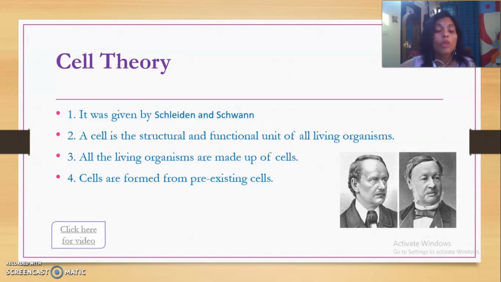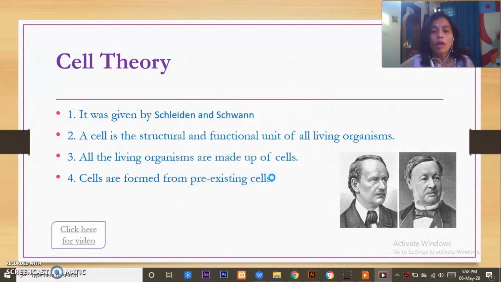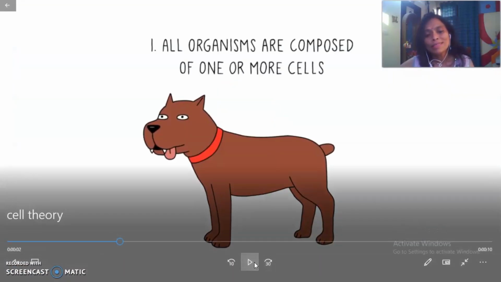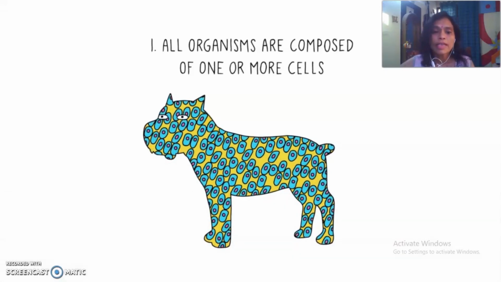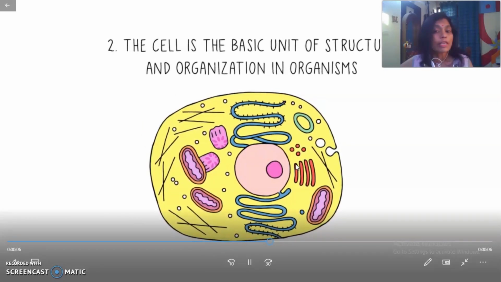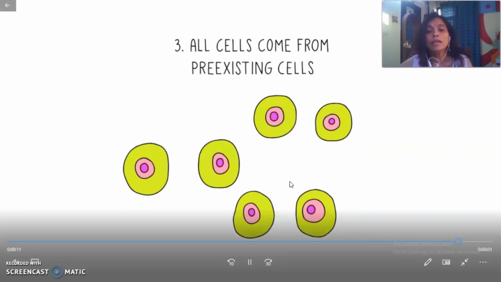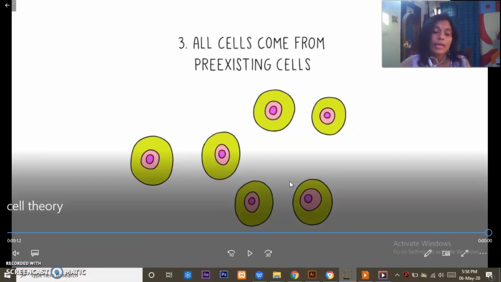There are three main important points of the cell theory. The first point is that the structural and functional unit of life is the cell. That means that all the different organisms are made up of one or more cells. The second point says that the cell is the basic unit of structure and organization in organisms. And the third says that new cells arise from old pre-existing ones, just as you saw here on the screen.